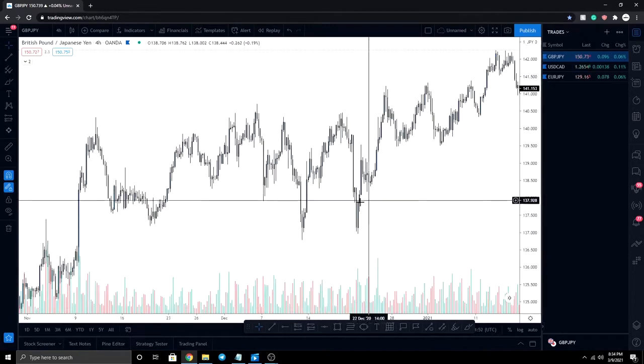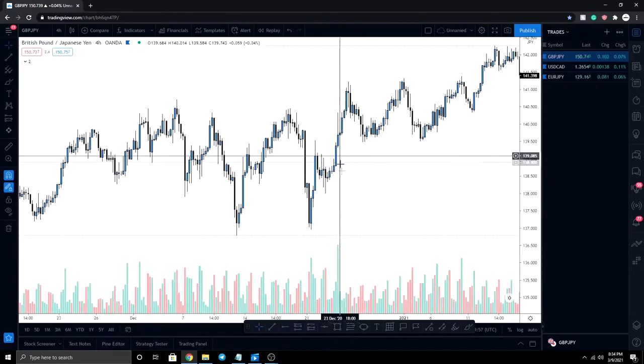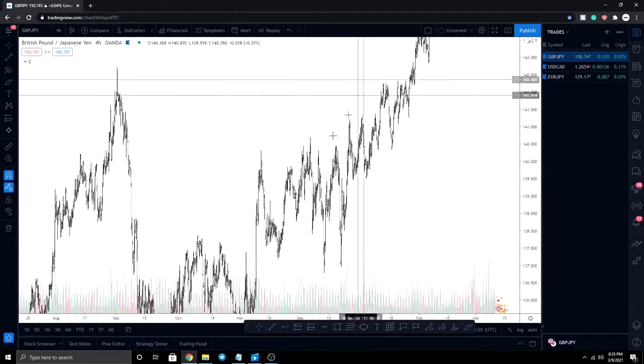So on the pair GBP JPY, everyone knows that it's really volatile. It likes to move a lot. It goes up, down, and when it trends for a pretty long time, like we can see right here.